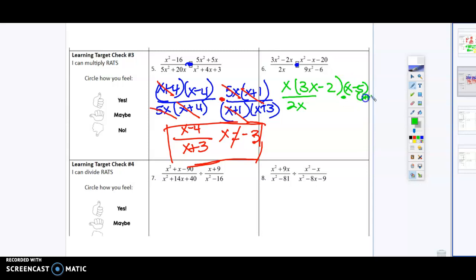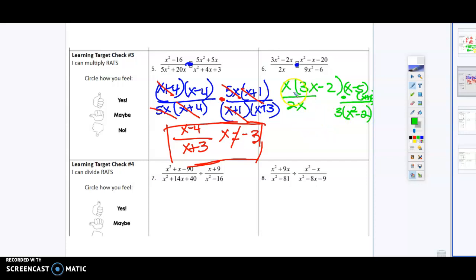Sorry for my handwriting. Don't have enough space. Okay. X minus 5, and this is x plus 4. And I'll rewrite that in just a second. In the denominator, if I take out the greatest common factor, it's going to be 3. So it's going to be x squared minus 2.